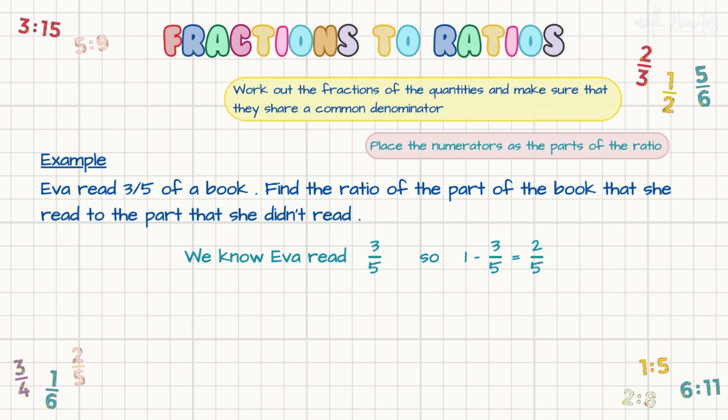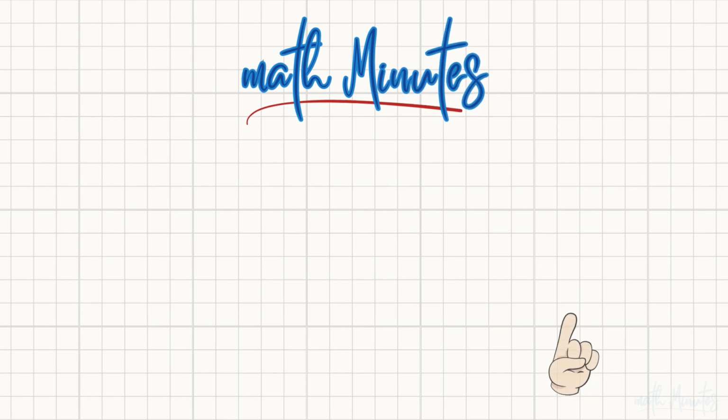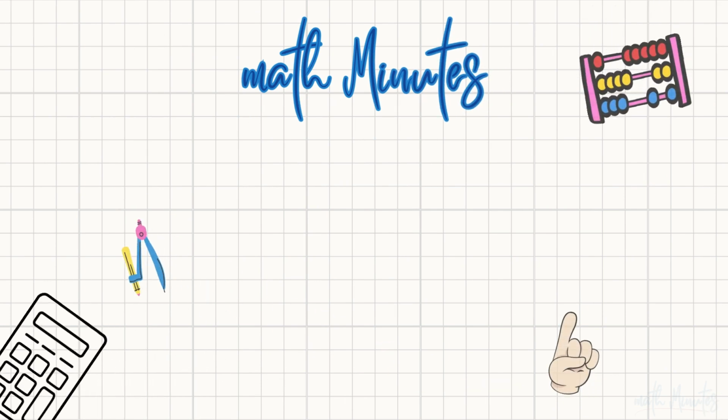Now, we write the numerators in the ratio. So 3 parts are what Eva has read, and 2 parts are what she hasn't read. So the ratio is 3 to 2. And there you have it, a step-by-step guide on converting ratios into fractions.